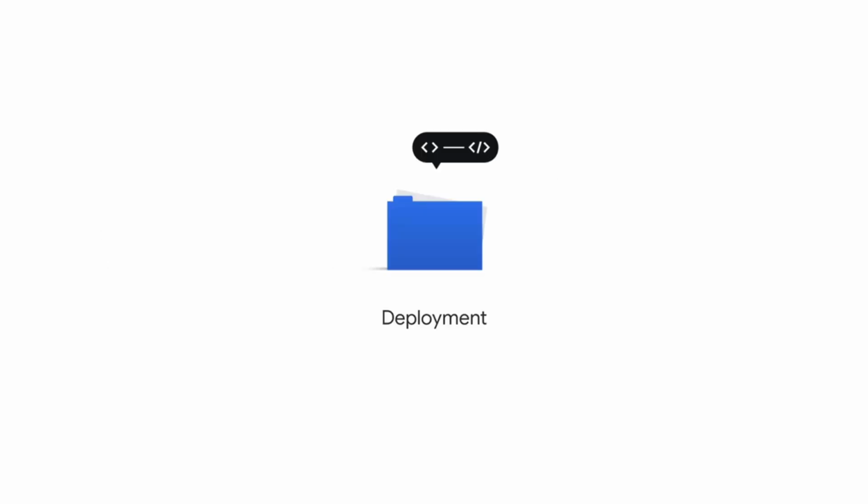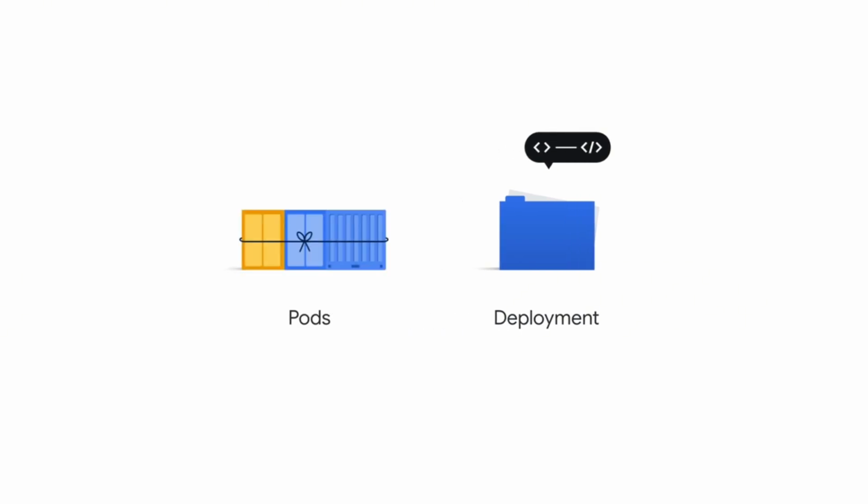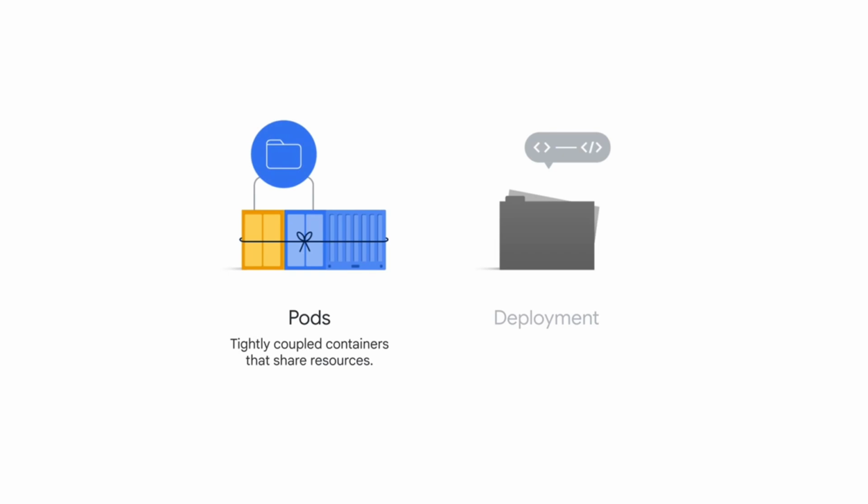Let's begin with deployments, the core method for rolling out containerized applications in GKE. Before defining what a deployment is, it's important to understand what pods are. Pods are the smallest deployable unit in Kubernetes. They consist of one or more containers that are tightly coupled and share resources like storage and networking. Pods are ephemeral, which means they can be created and destroyed as needed.